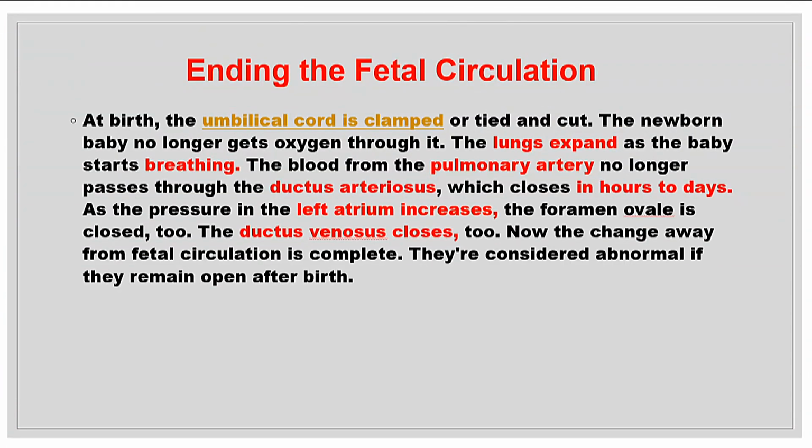At birth, the umbilical cord is clamped or tied and cut. The newborn baby no longer gets oxygen through it. The lungs expand as the baby starts breathing. The blood from the pulmonary artery no longer passes through the ductus arteriosus, which closes in hours to days. As the pressure in the left atrium increases, the foramen ovale closes. At the same time, the ductus venosus also closes. Now, the change away from fetal circulation is complete. They are considered abnormal if they remain open after birth.